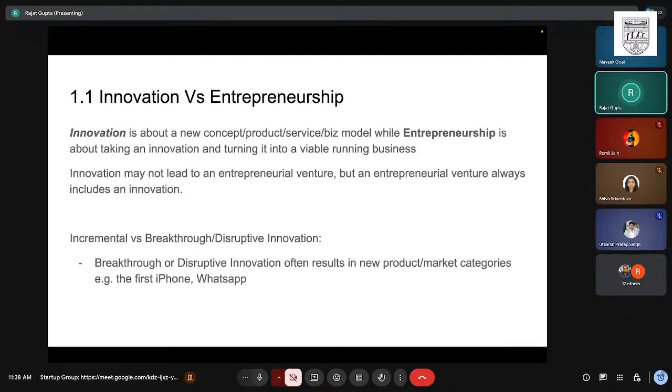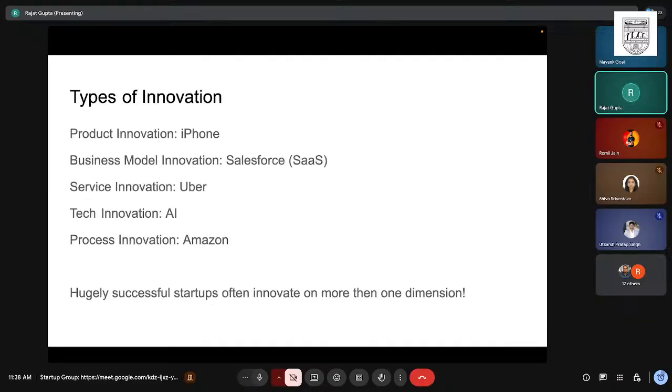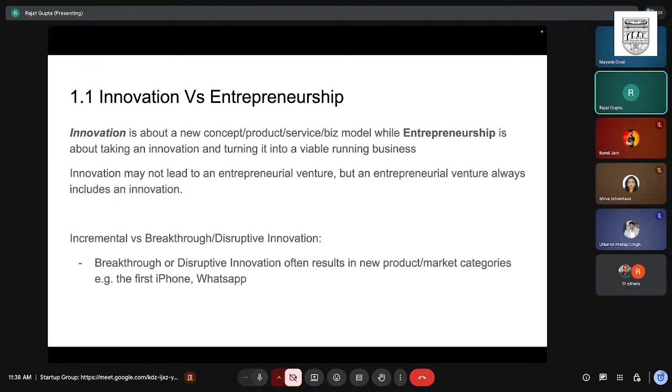So let's briefly talk about what is innovation and what is entrepreneurship. Romel, without reading the slide, do you want to explain what the difference is? Okay, that's a good one.